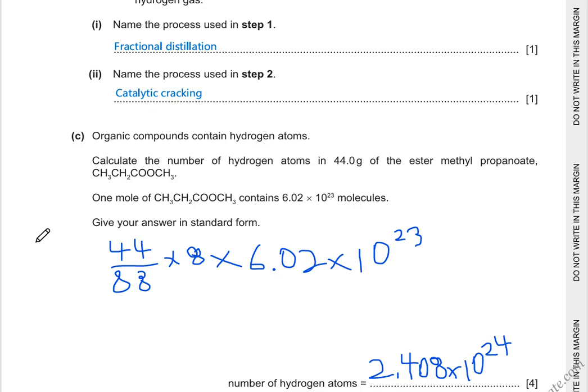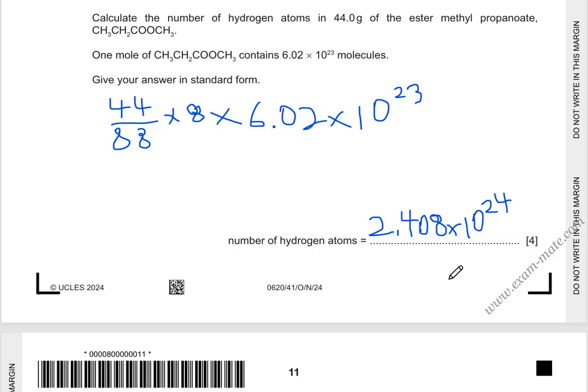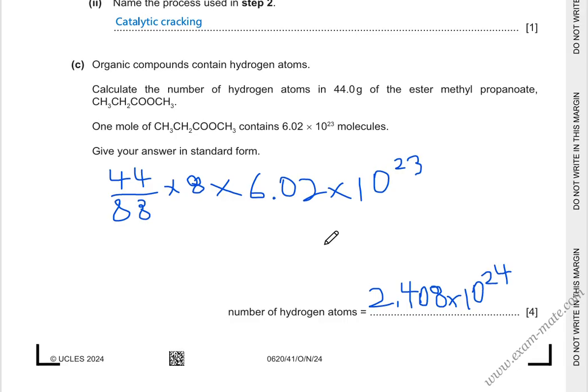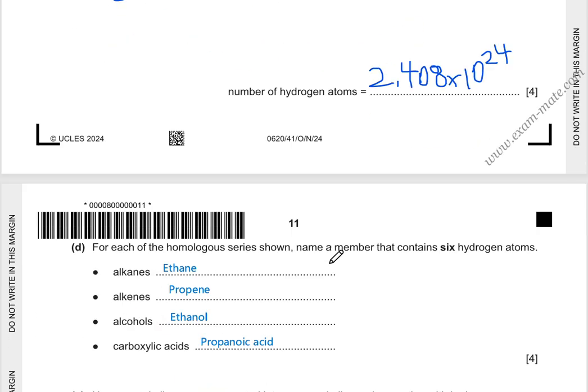So we want the number of hydrogen atoms. The number of hydrogen atoms here is 8, so we put 8 times the number of moles times the number of molecules in 1 mole, so we can get the number of molecules in half a mole of CH3CH2COOCH3, and the number of hydrogen atoms too. So we can get 2.408 times 10 to the power of 24. It is not really a complicated question. It can be solved, but the 4 marker here is because it combined many different aspects in one question.